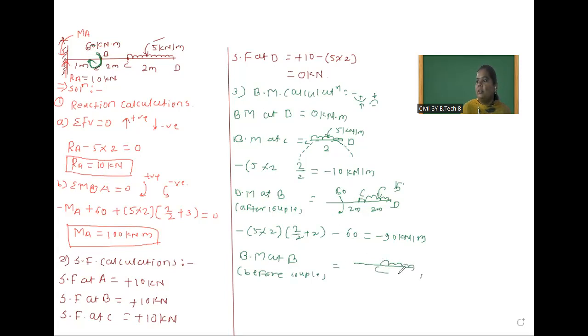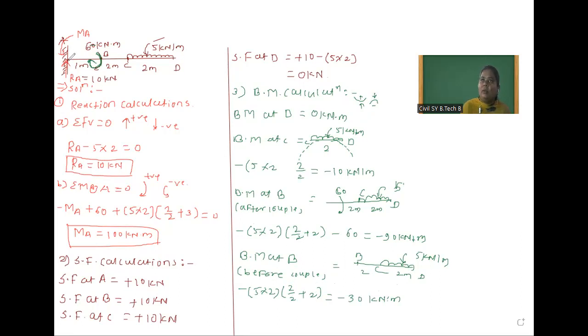This is CD, 2 meter. Here intensity is 5 kilonewton per meter, and this is B point. We are not considering here couple, so this is 2 meter. This pushes downward, so minus 5 into 2, into it will act 2 by 2 plus 2. So it is equal to how much? Minus 30 kilonewton meter. You write here kilonewton meter. Here also kilonewton meter.